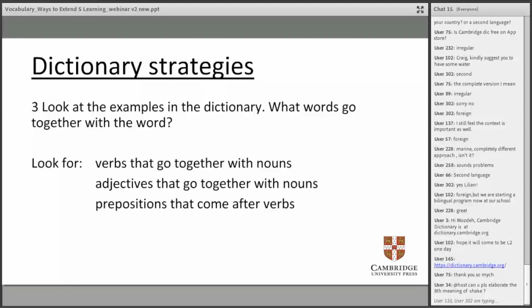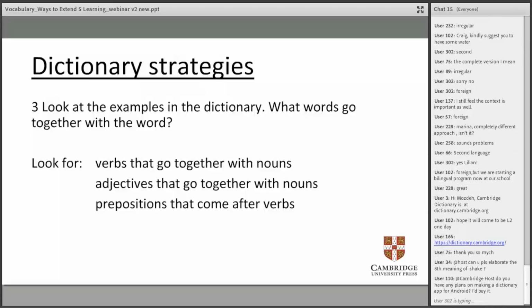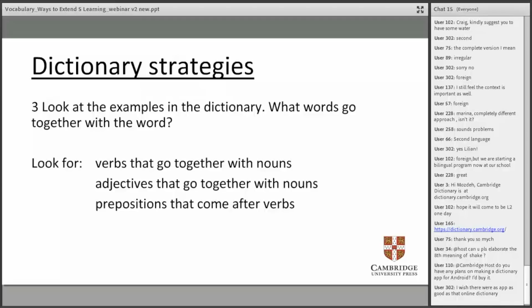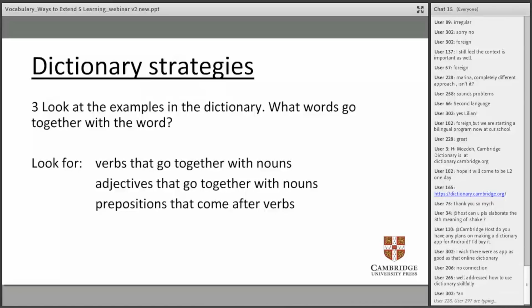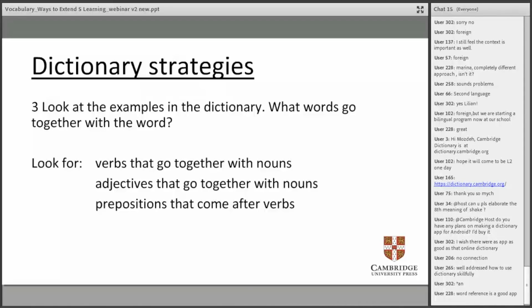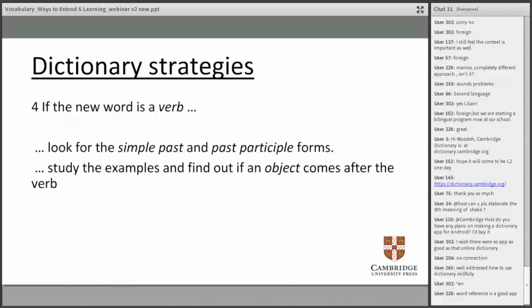Then I suggested that they look at examples in the dictionary and try to work out what words go together with the word that they're focusing on. For example, if they are looking at verbs, what nouns would go together with the verbs. If it was an adjective, what nouns the adjective can go together with, or vice versa, and things like prepositions that come after a verb. So I was encouraging students not to look at just the word that they're worried about, but to look at what's happening before and after the word.